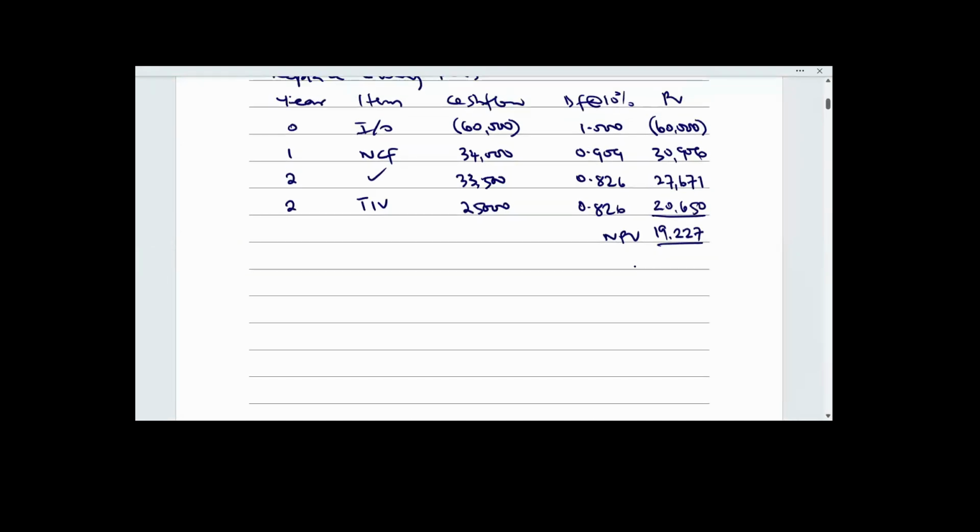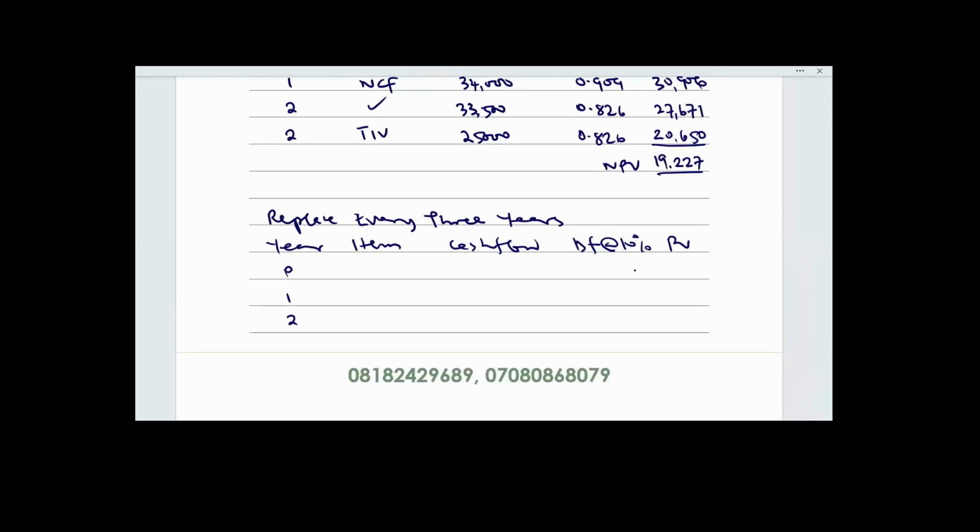That means replace every 3 years. Here, item, cash flow, then PV. Here, 0, 1, 2, 3. Let me manage here. Another 3. Okay. The initial outlay.